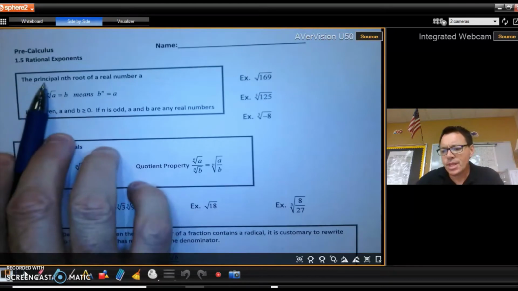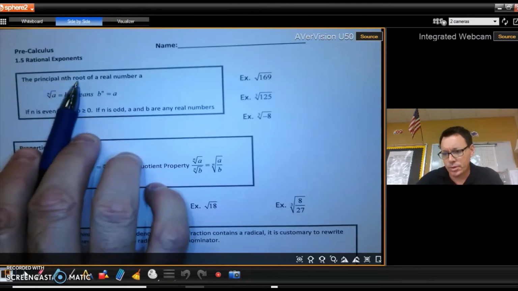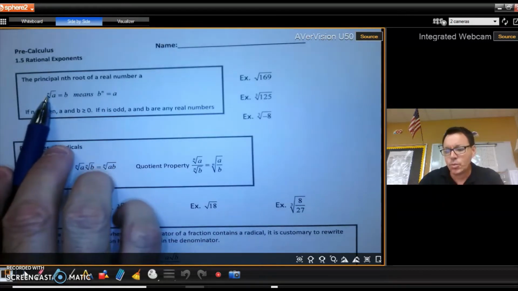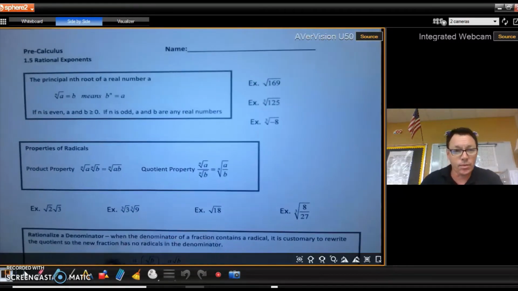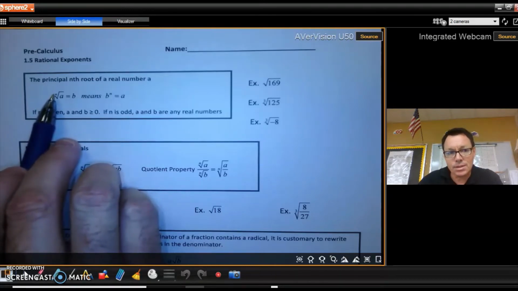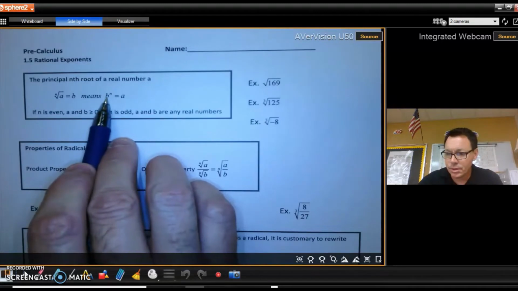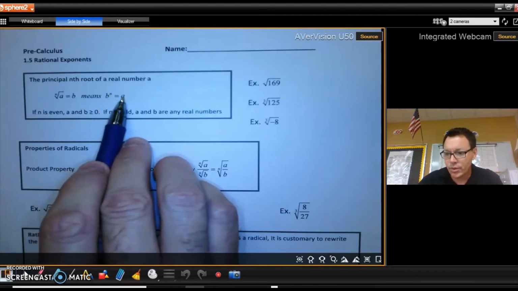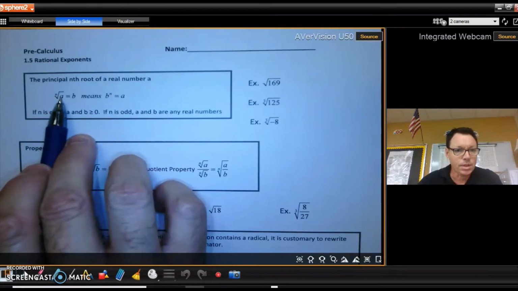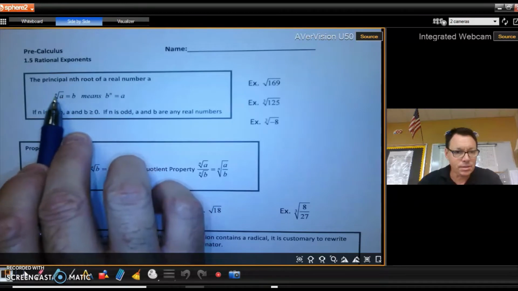So remember, the principal nth root of a real number, so this is a radical to the nth root. This n right here is called the index of the root. Normally it's a square root. If it's a square root, you won't see anything there. But anything else, cube root, fourth root, that's the little number you're going to see telling you what root. Again, what it means is this number to that power will equal this. So what is the number that I would take to the third power to get this base right here?